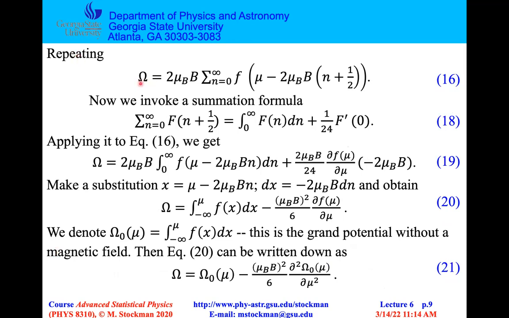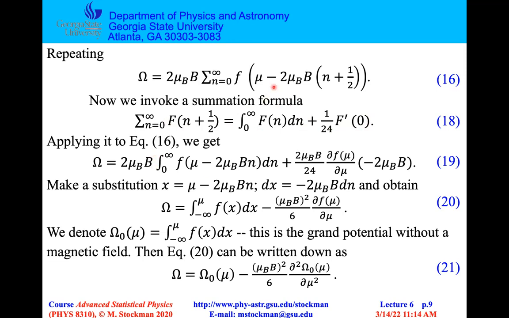Here I'm repeating the last result. This expression for omega is a sum over n. Now we invoke a summation formula that allows you to do the summation over integer argument from 0 to infinity of a certain function f, whose argument is n plus 1/2. And this approximate summation formula says that in first approximation, it is the integral of f dn plus a first correction term. It's very simple: the derivative of f of n over its argument n, taken at n equals 0.